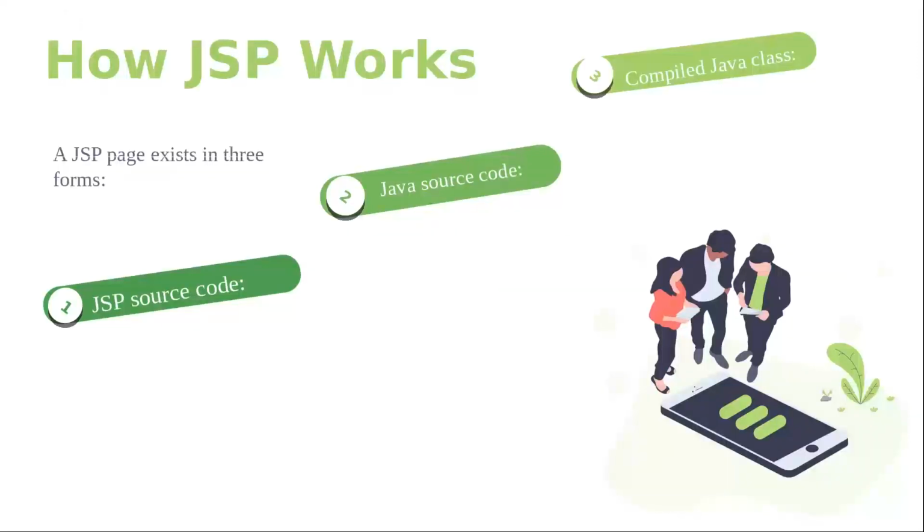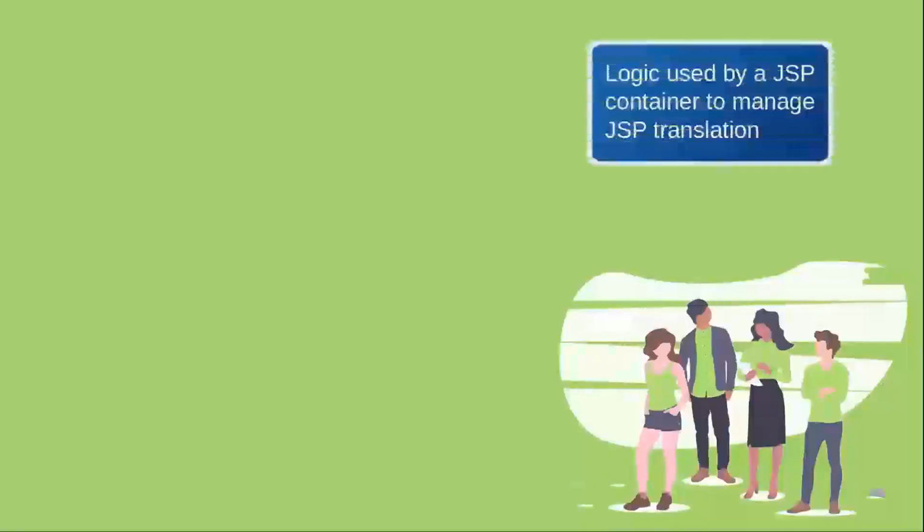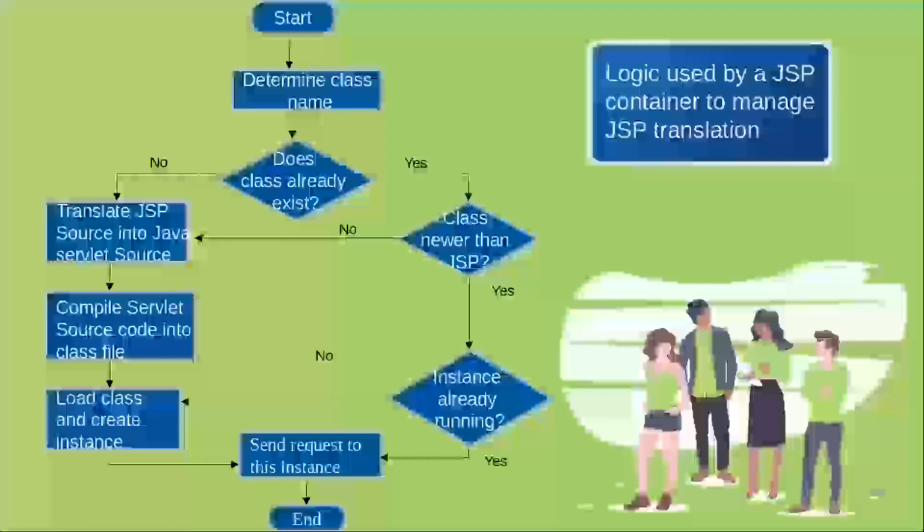Now we'll come to the logic used by a JSP container to maintain the JSP translation. First of all, this is the flow chart for it. We start with the program, we determine the class name, and we check if the class already exists or not. If it is no, then translate the JSP source into Java servlet source, then compile the servlet source into a class file, then load the class and create the instance and send the request to this instance and end the program.